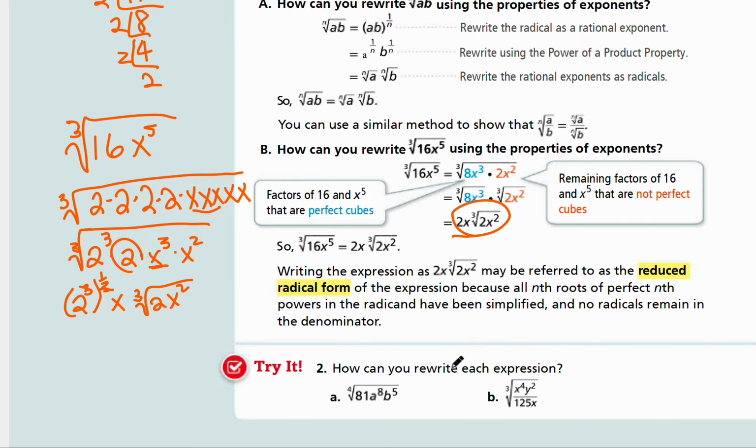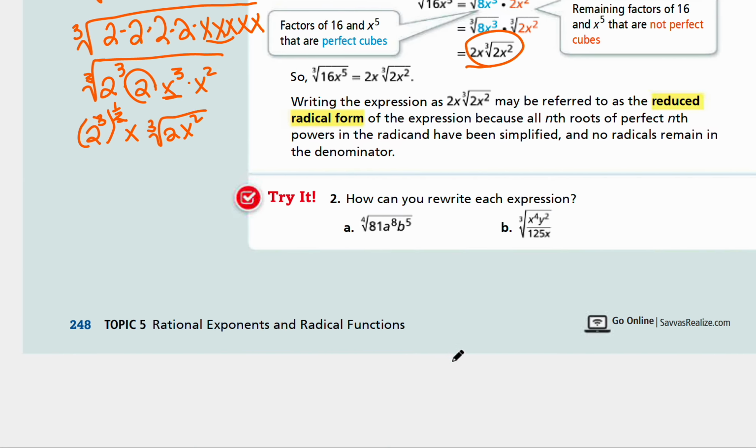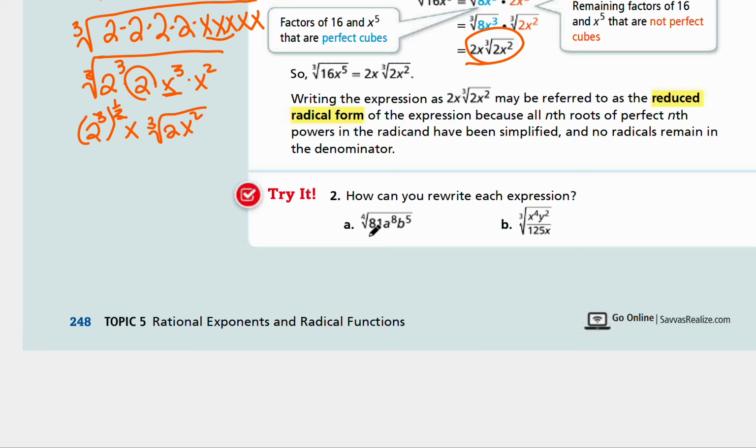Yeah. Let's look at try number 2. How can you rewrite each expression? So write it as a reduced radical form for each question A and B. Pause the video, come back when you're ready for answers. Okay, are you ready? Let's look at part A.